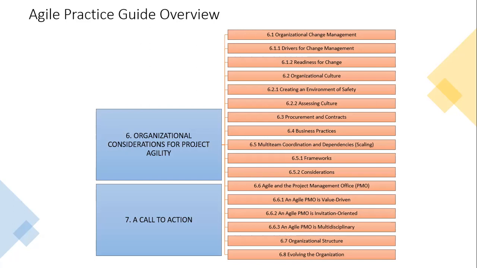And then we'll go into the PMO, the importance of the agile PMO, how it is value driven, invitation oriented, and multidisciplinary. We'll take a look at organizational structure and the evolving the organization, and a call to action is chapter 7. And that will be the entire gamut, my friends, of the Agile Practice Guide covered for you.